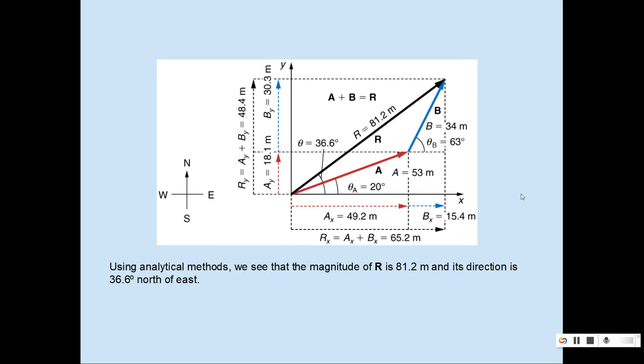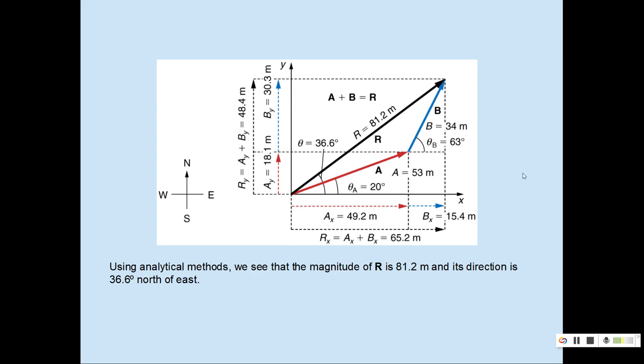This is a very good frame to stop on for a little bit and make sure we take in all this information that we have. So again, Ax is 49.2, Bx is 15.4. If I add 49.2 plus 15.4, I get 65.2 meters. This is, again, the x component of your resultant vector R of A plus B, right? Do the same thing for the y component. You have 18.1 plus 30.3, and you get 48.4 meters in the y direction.